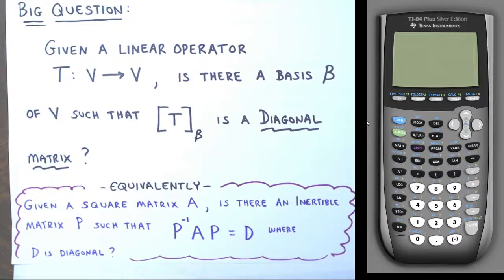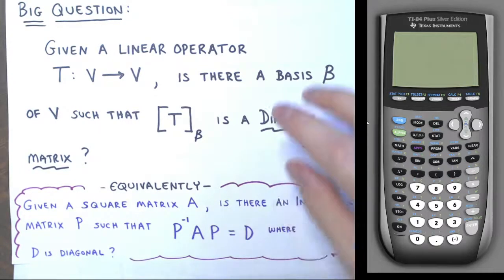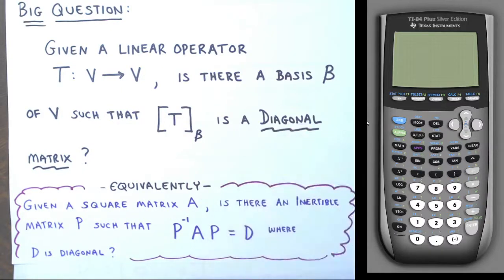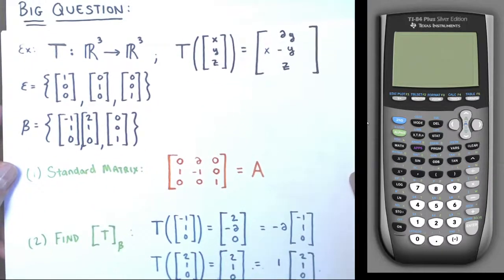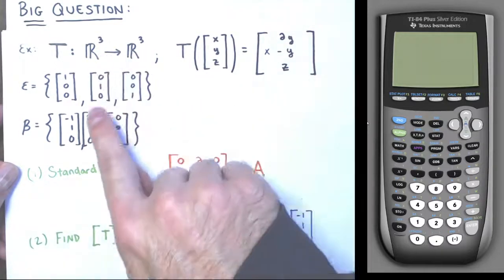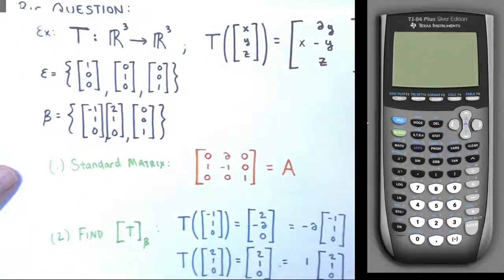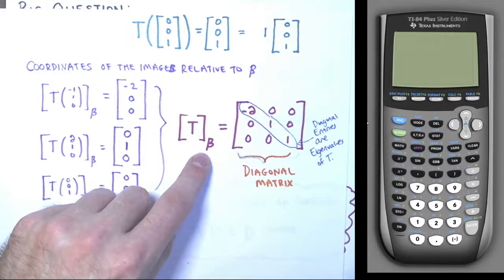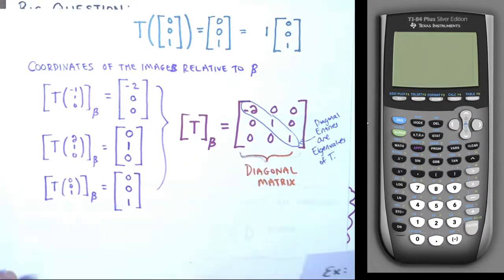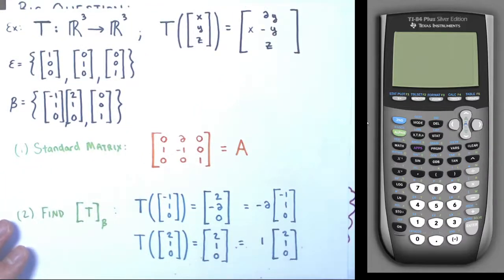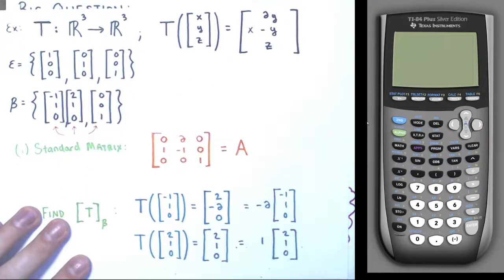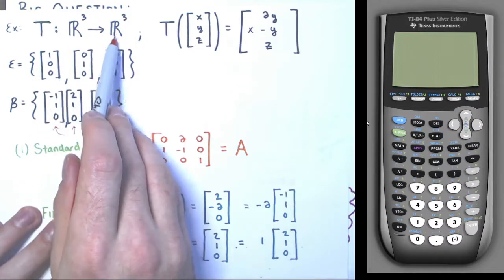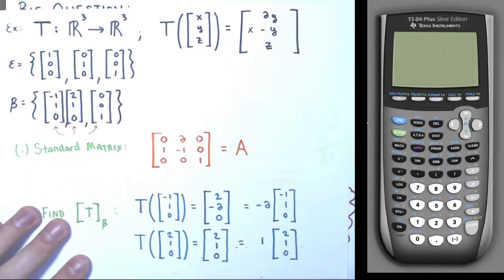Well, just to give you a little hint, if we look back at when this was diagonal, for the last example I did in the video, for this operator and this basis, the matrix representation with respect to that basis was diagonal. And I kind of said this out loud without writing it. Here's a little clue for you for the next video: what kind of basis for the domain and codomain of a linear operator gives me a matrix representation that's diagonal?